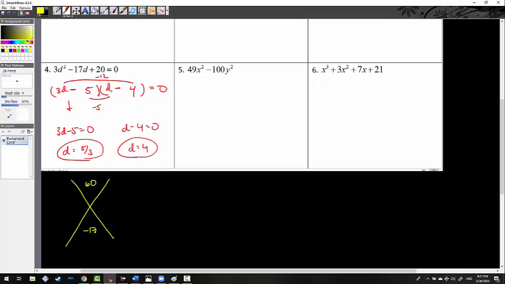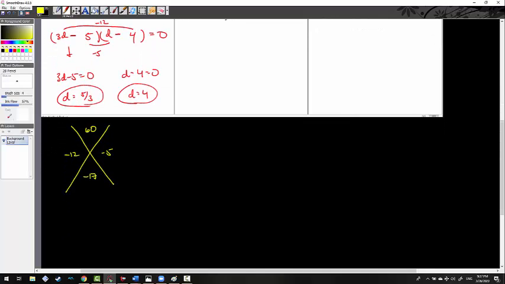Cool. The two numbers that I'm looking for that multiply to positive 60 and add to negative 17 will be negative 12 and negative 5. What that gets me is 3d squared minus 12d minus 5d plus 20.